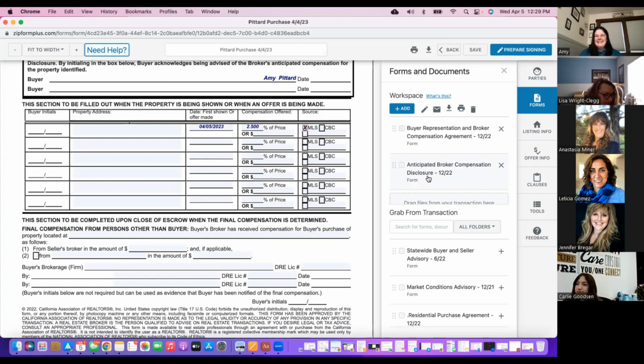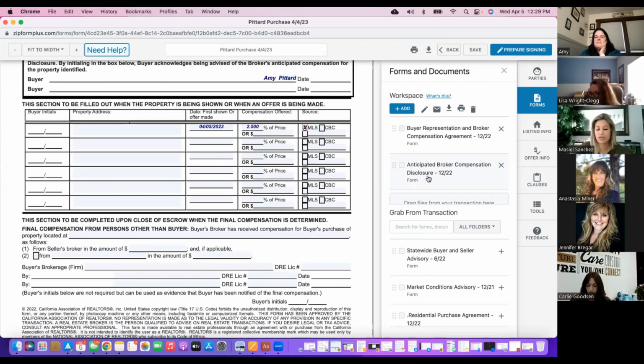Okay, which form are you talking about, which one is this one? This form here, this page? The ABCD form, the anticipated broker compensation disclosure form. Is this within the 13 pages of all that stuff, or no? No, it's separate. I stepped out when you started talking about this one. Separate. Yeah, no, got it.